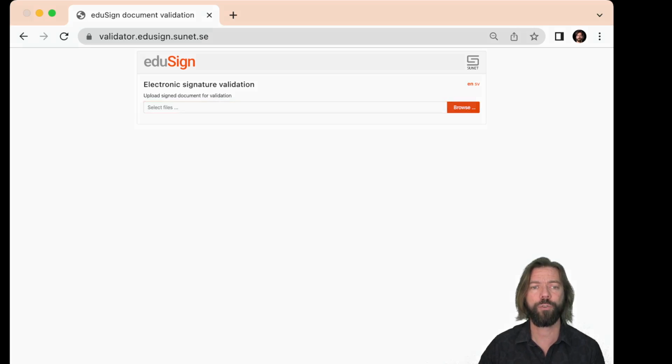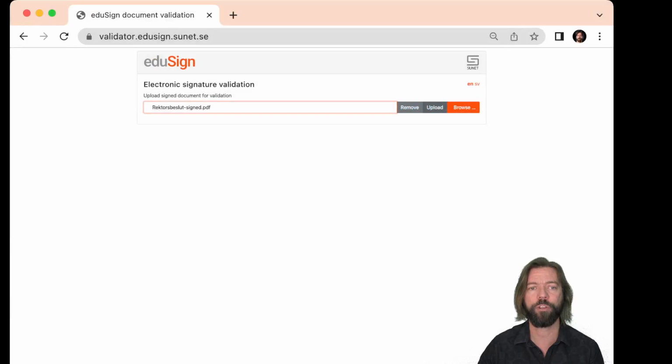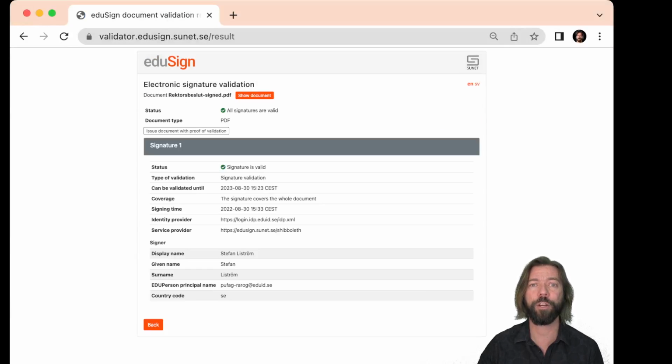What you do is you upload documents that have been signed by the eduSign service and you get a lot of information. So basically the service checks the cryptographic information added to the document when it was signed. So here you can see that the signature is valid. You can see for how long it can be validated.